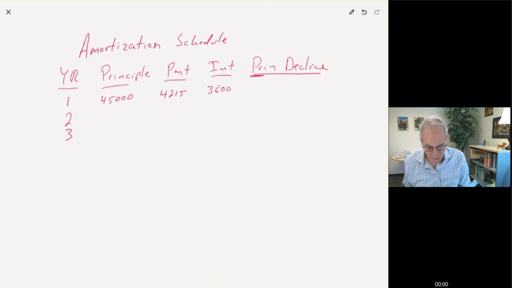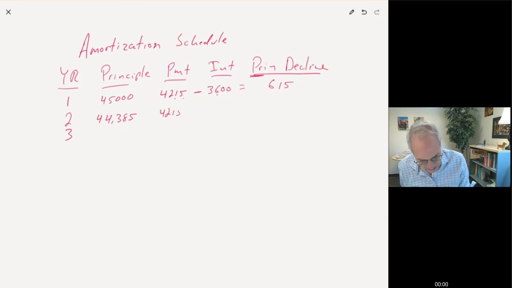Has it changed? It was $45,000. You gave the bank $4,215, but $3,600 was interest. So that's not helping any. So all we do is subtract the difference between those two numbers, and we get $615. So then this comes over to be $44,385 because we subtracted the $615 from it.